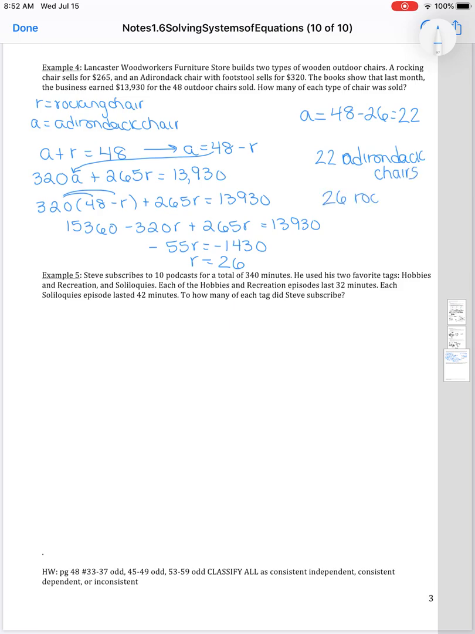So we've got 22 Adirondack chairs. And we have 26 rocking chairs. And that question is asking, how many of each chair do we have? Well, there we go.